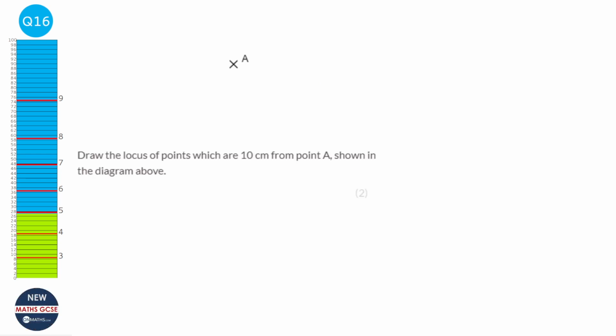So to find the locus of points that are 10 centimeters away from a point, you need to measure 10 centimeters on a pair of compasses, and then you put the point at A and draw them. Now I'm going to try my best to do this.